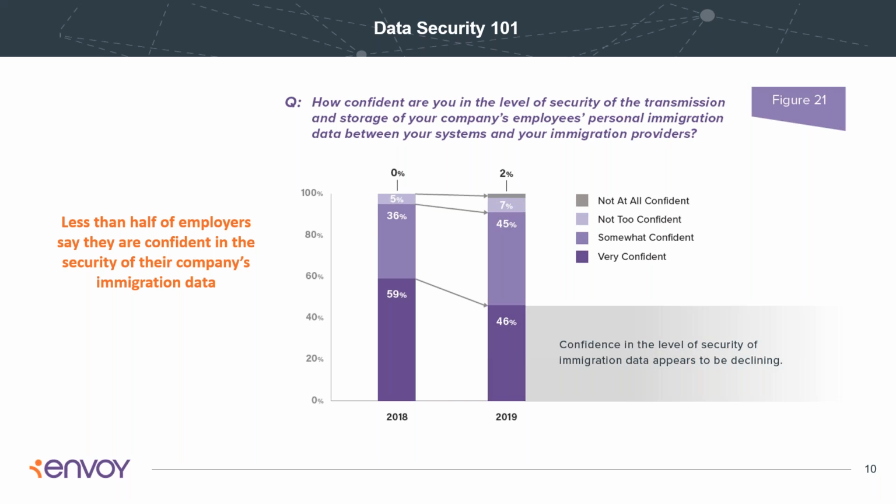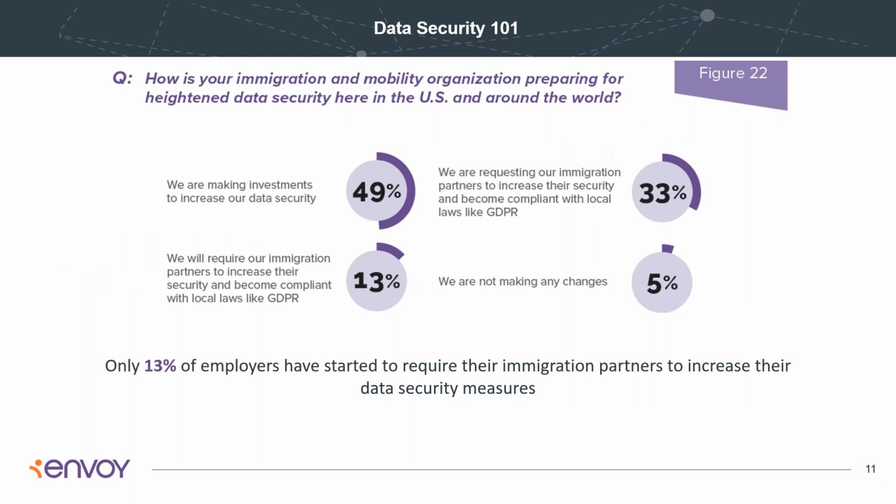Another stat that I would like to share with our audience is that, despite the importance of data security, only 13% of employers have started to require their immigration partners to increase their data security measures. Other numbers worth noting: 49% of respondents said they are making investments to increase their data security. 33% are requesting immigration service providers to increase their security and become compliant with local laws like GDPR. Then that 13% say they will require it. And 5% are not making any changes.